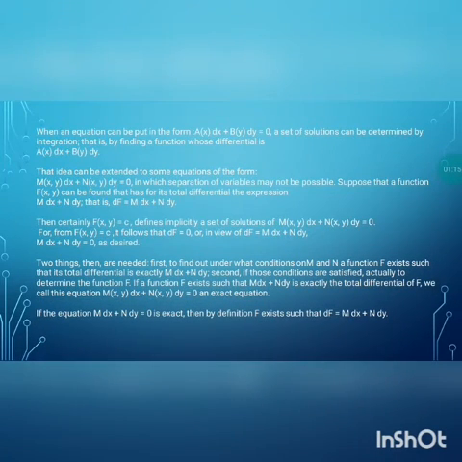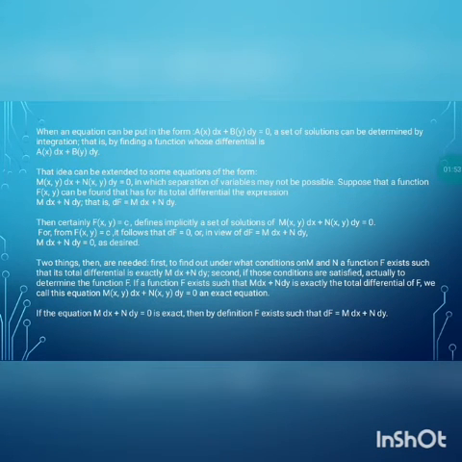Two things then are needed. First, we have to find out under what condition M and N, a function f exists such that its total differential is exactly M dx and N dy. Next, if those conditions are satisfied, we determine the function f. If a function f exists such that M dx plus N dy is exactly the total differential of f, we call the equation M(x,y) dx plus N(x,y) dy equals 0 an exact equation.